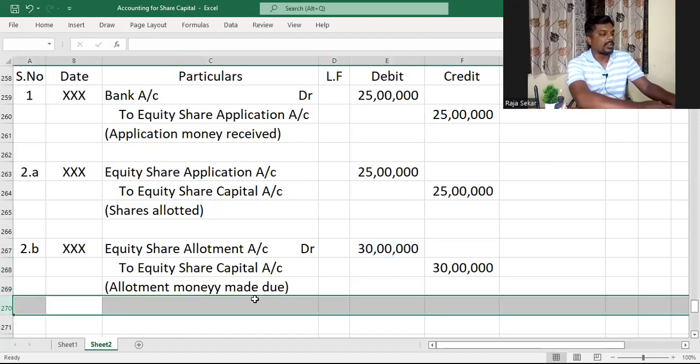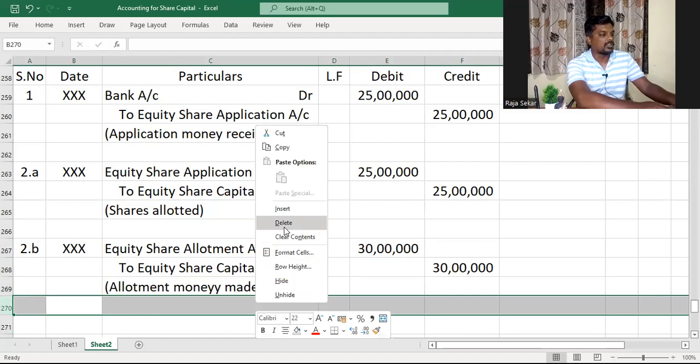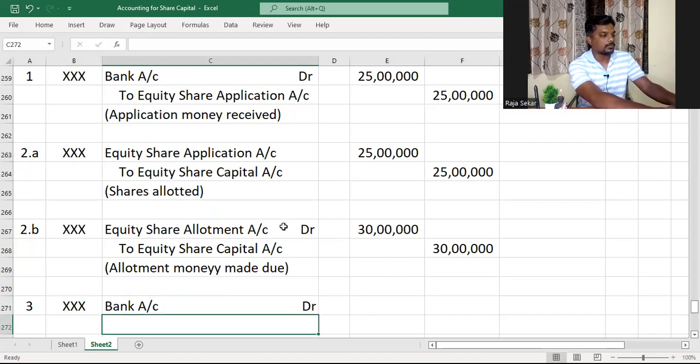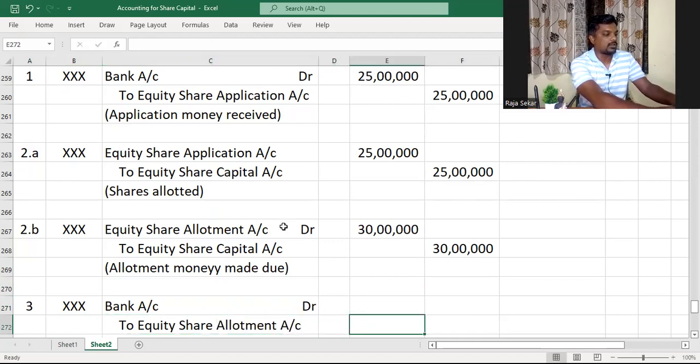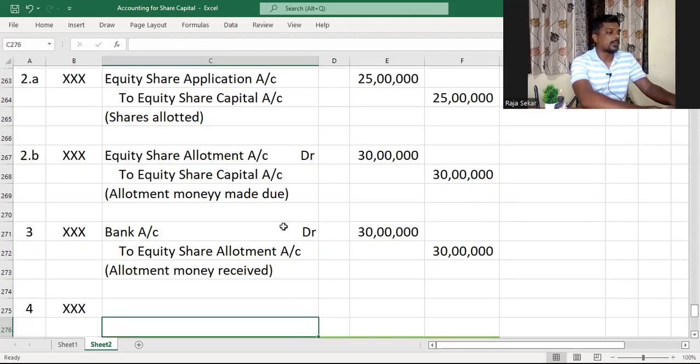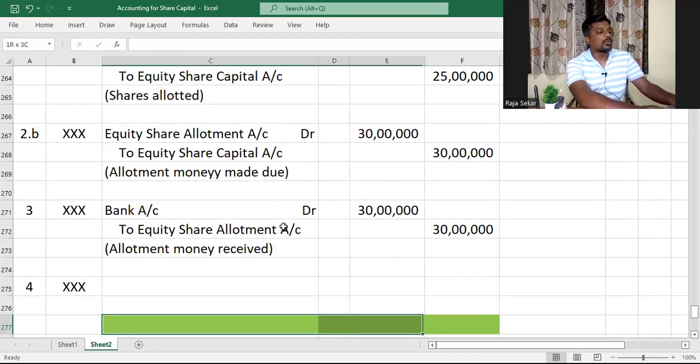Once we made the allotment money due, we would receive the allotment money. The journal entry for receiving allotment money is bank account debit to equity share capital, sorry, allotment, and that would be what, my dear children? 30 lakhs. Allotment money received. Okay.